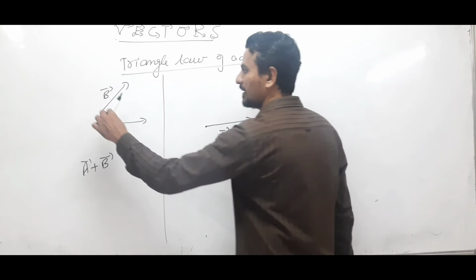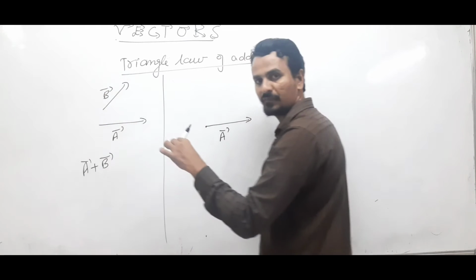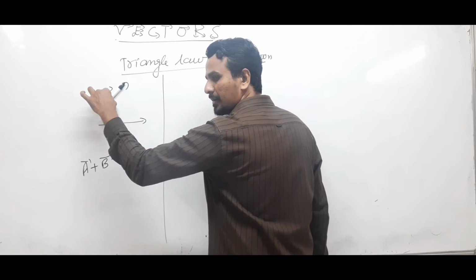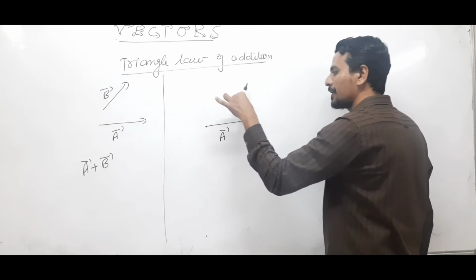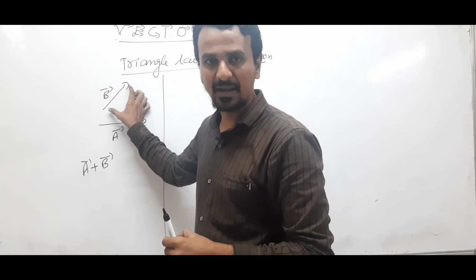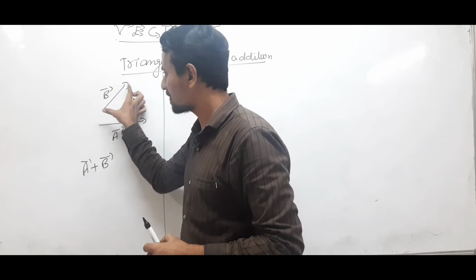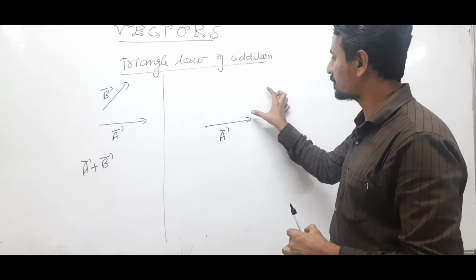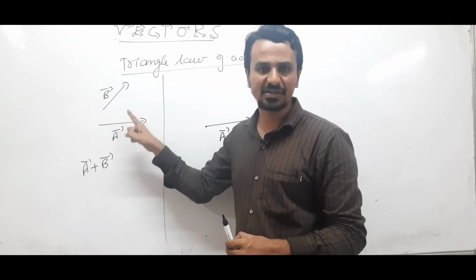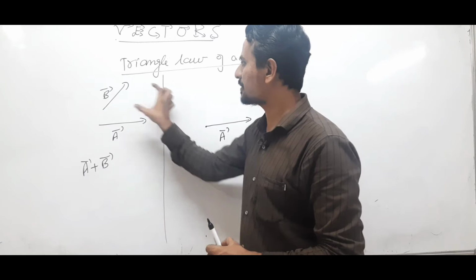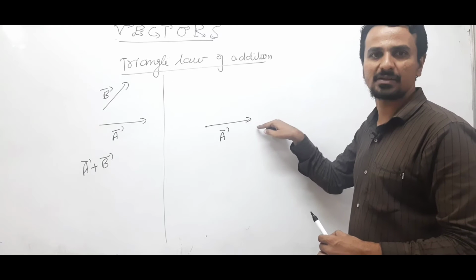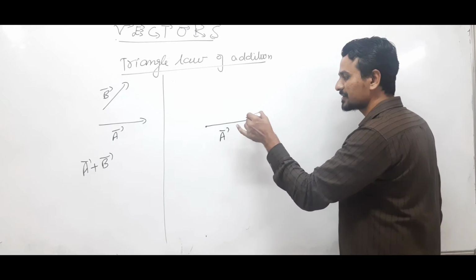Clear? Now this is your vector B. With the help of pencil and scale, first measure the length of the vector. Then place the tail of the second vector on the head of the first vector. You will not change the direction or the magnitude of the second vector. Just place the tail of the second vector on the head of the first vector. That means you will place your vector B this way.